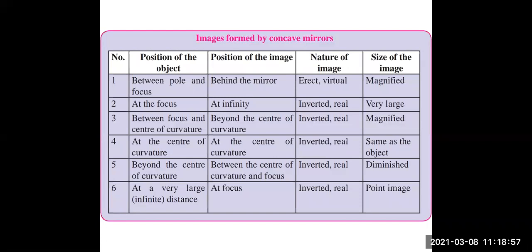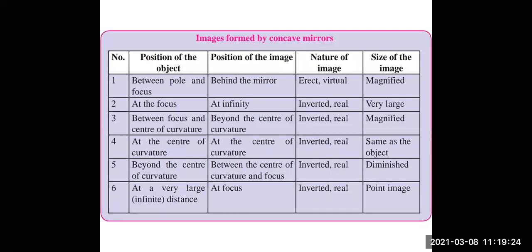The sixth and the last case for studying concave mirrors is when you place the object at a very large, infinite distance. You get the position of the image at focus. Nature of the image is inverted, real, and size of the image is point image.